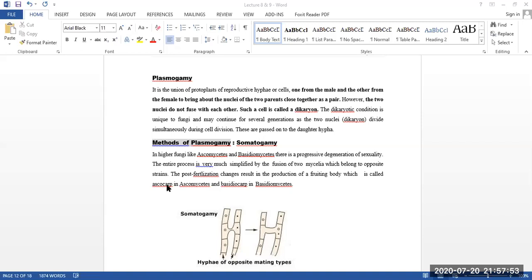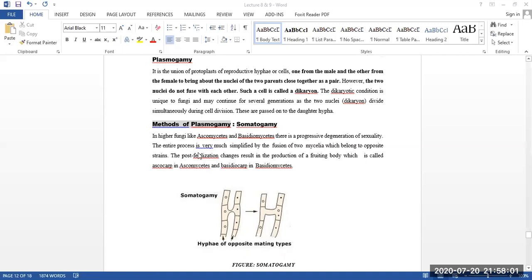One of the plasmogamy methods is called somatogamy. What happens there? It occurs in higher fungi, the ascomycetes and basidiomycetes that we already learned about. In this process, two mycelia fuse together, and they are of opposite strains, one male and one female. These post-fertilization changes result in the production of a fruiting body, which is called an ascocarp in ascomycetes and a basidiocarp in basidiomycetes.